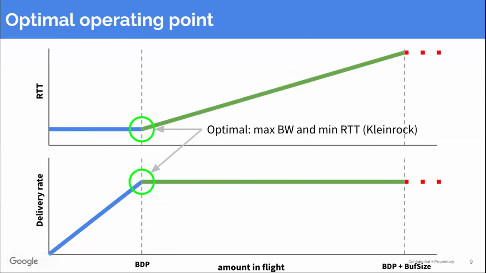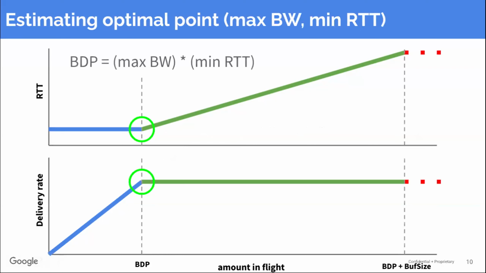You've probably already intuited that the operating point we'd like to achieve is the bandwidth delay product. That's the point where we've reached the maximum delivery rate, but we've also got the minimum queuing delay. There was a lot of nice work done in the 1970s by Leonard Kleinrock at UCLA and his grad students, analyzing these things theoretically and proving analytically that this is the optimal operating point for a network.